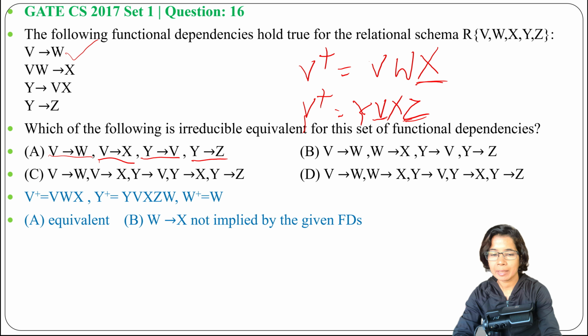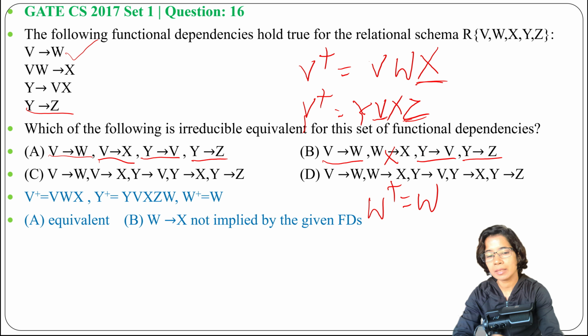Next, option B: V implies W. This is the same, it comes directly. Next, W implies X. Find the W positive closure. W positive closure equals W. So it doesn't contain X, that's why the W implies X functional dependency cannot hold. Next, Y implies V, yes. Then Y implies Z, yes. Y implies Z is directly present in the functional dependencies, and Y implies V we can get from the Y positive closure. So due to this, W implies X is not implied by the given FDs.